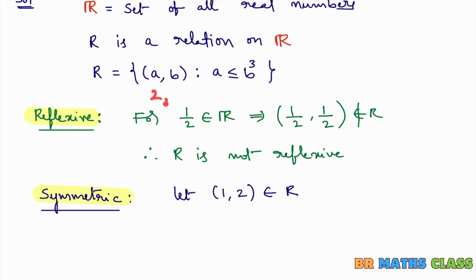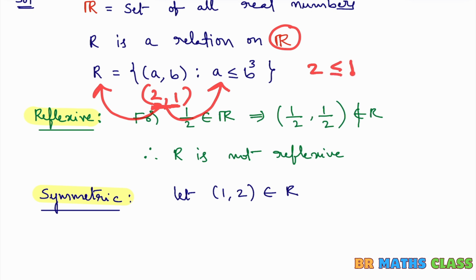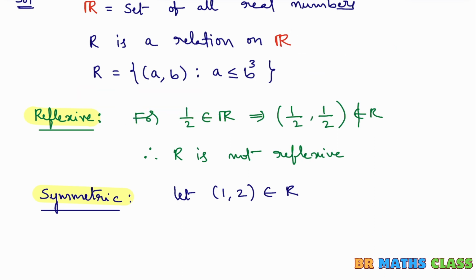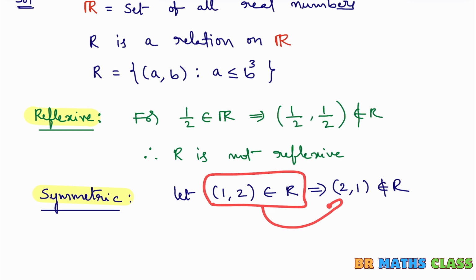First, 2 is a real number, 1 is a real number, because this is a relation on the set of all real numbers. Now I'll substitute (2, 1): in place of a you write 2, in place of b you write 1. 1 cubed is 1 only. Is this true or false? Is 2 less than 1? No. Is 2 equal to 1? No. So the ordered pair (2, 1) does not belong to the relation. (1, 2) belongs to R, but (2, 1) does not, so this element fails the symmetric condition. I'll say that this relation is not symmetric.